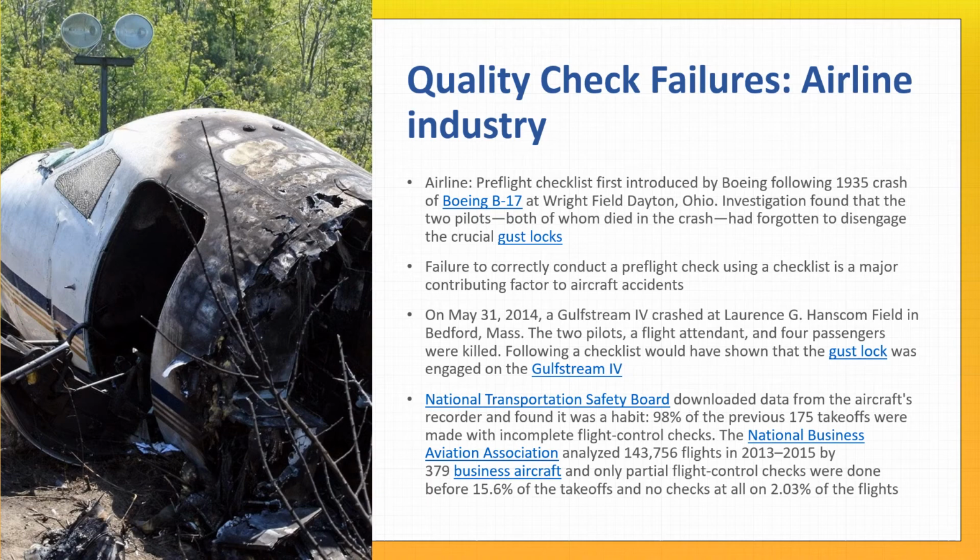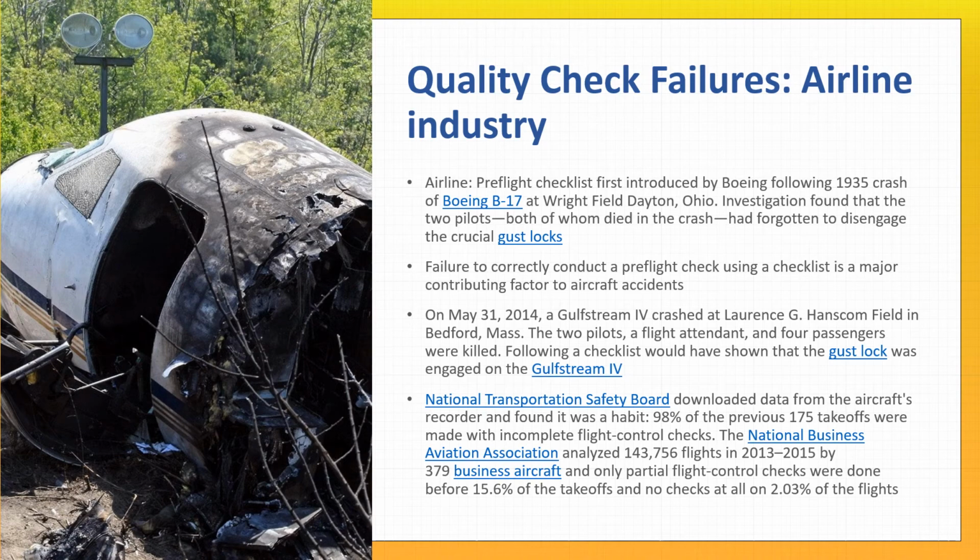Following this, a series of checklists were put into place, and the checklists prevented many, many more accidents such as this. However, in Massachusetts, on May the 31st in 2014, a Gulfstream 4 crashed, killing the pilots, the flight attendants and the passengers. And it was discovered that on that plane, the pilots had indeed forgotten to disengage the gust locks.